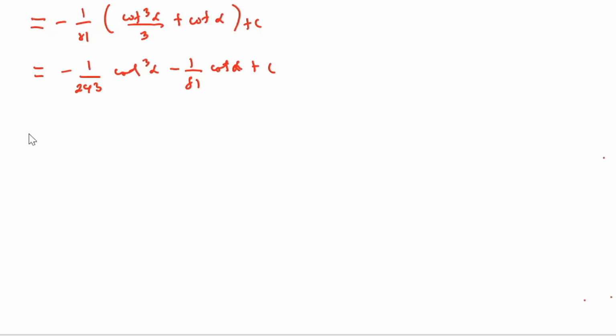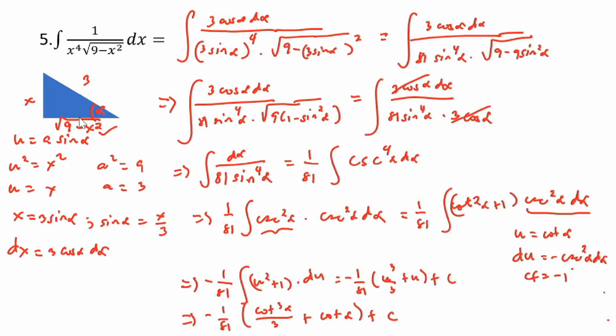Now let us take the meaning of cotangent alpha from the triangle. Cotangent alpha means adjacent over opposite side. So the adjacent side is the square root of 9 minus x squared. The opposite side is x.